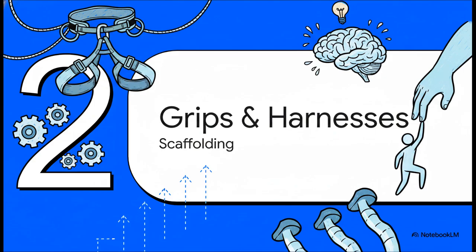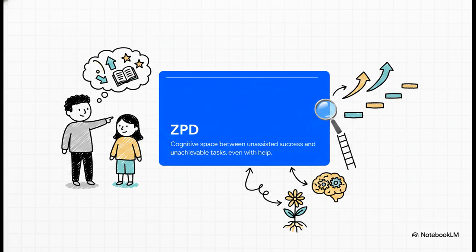Moving right along to part two, scaffolding, grips and harnesses. Now that we've got our rock climbing metaphor locked in, let's zoom in on those precise, step-by-step cognitive supports we call scaffolding. You might be wondering, where did this whole idea of instructional grips and harnesses actually come from? And how does it actively pull a student's cognitive development forward?